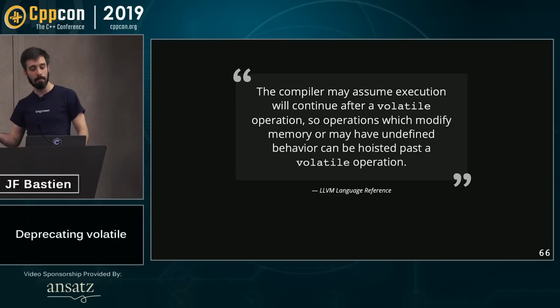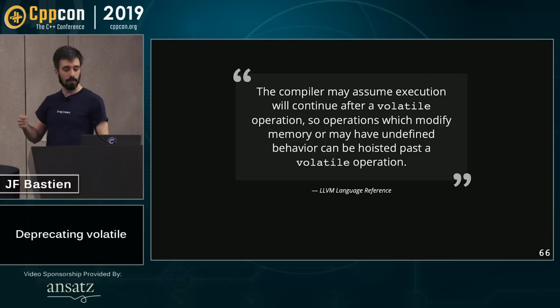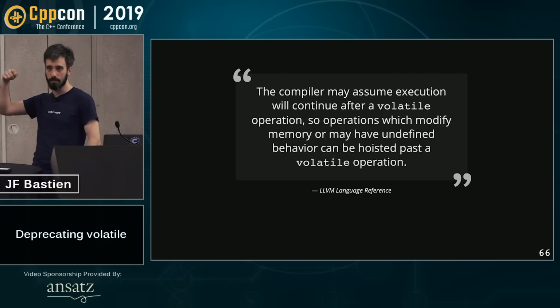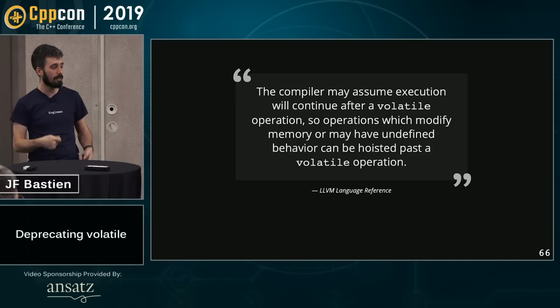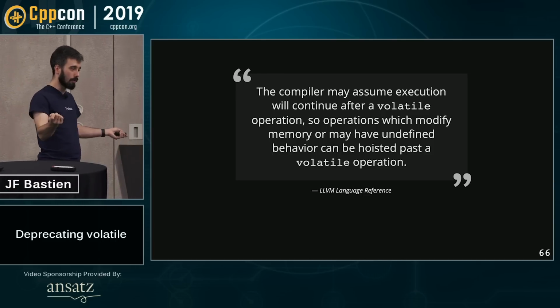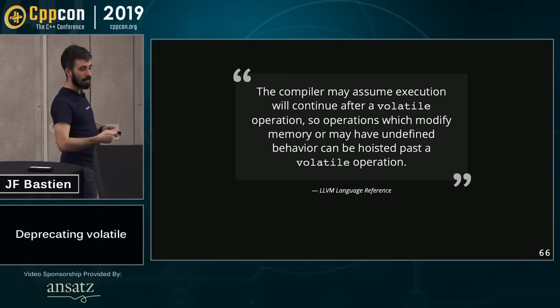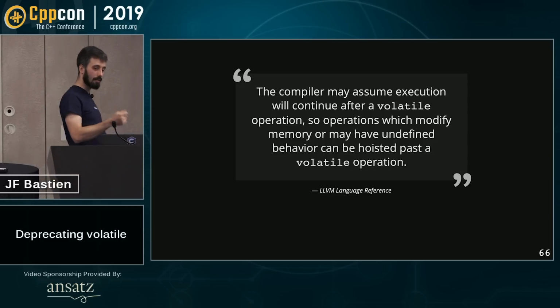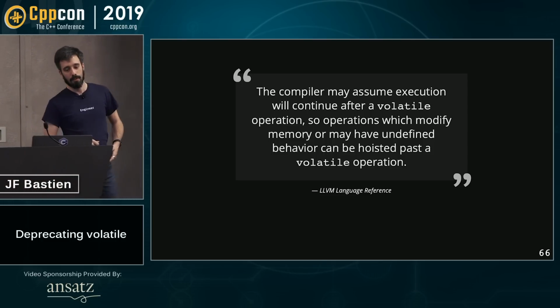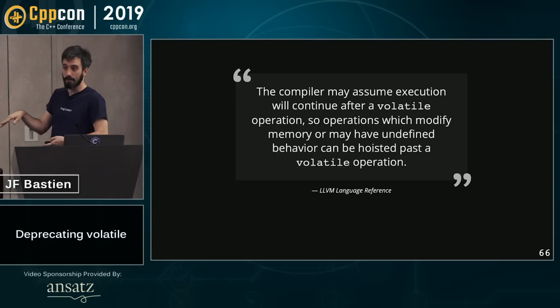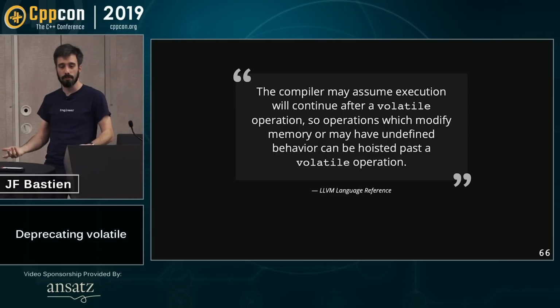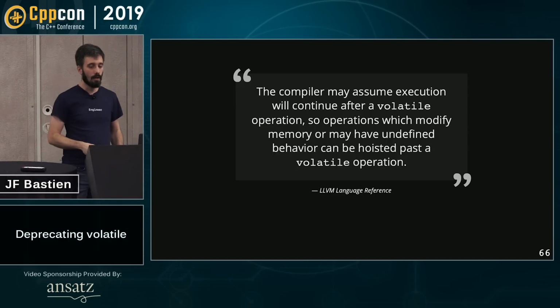Operations which modify memory or may have undefined behavior can be hoisted past a volatile operation. That's the implication of this, right? So it's not just because we want to be assholes to you and remove your undefined behavior. It's because the optimizer actually gets a lot of mileage out of being able to be an asshole to your code. Now, you could go in LLVM and remove that part of the code that does this and see what the difference is. There is actually a difference if you have volatile code in there.